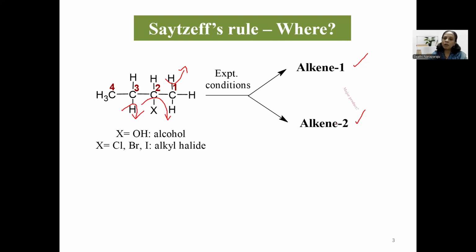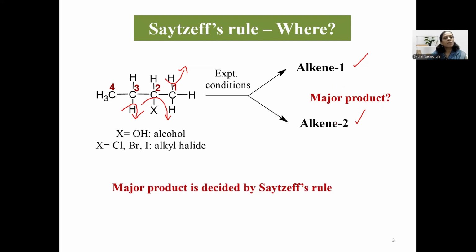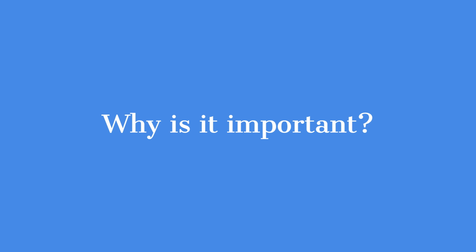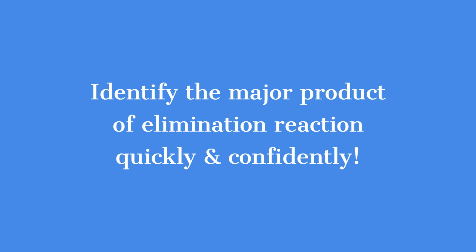Now out of alkene 1 and alkene 2, which one is the major product? In such alcohols as well as alkyl halides, in elimination reaction, the major product will be decided by the Saytzeff rule. It is a powerful guideline in organic chemistry that helps us predict the major alkene product in elimination reactions. But why is it so important? It is because it allows us to identify the most stable product quickly and confidently.